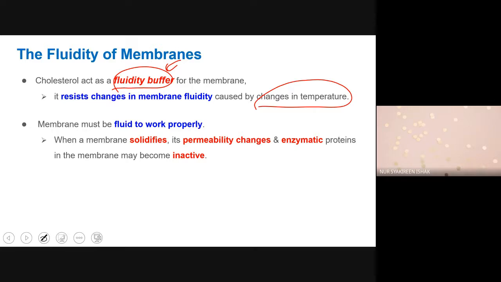So membrane must be fluid to work properly. When the membrane solidifies, its permeability changes and enzymatic proteins in the membrane may become inactive. So that's why membrane cannot be too fluid or turn solid.